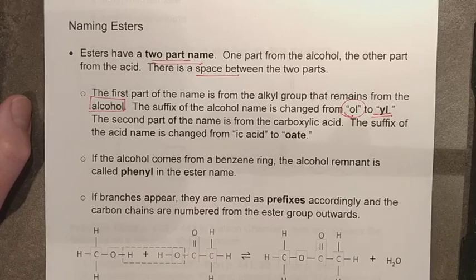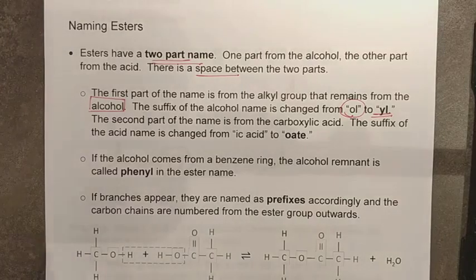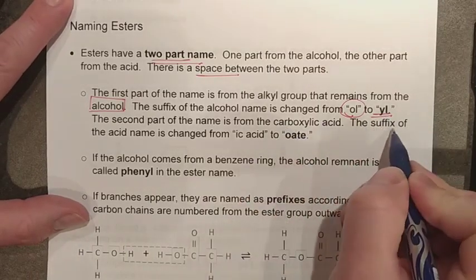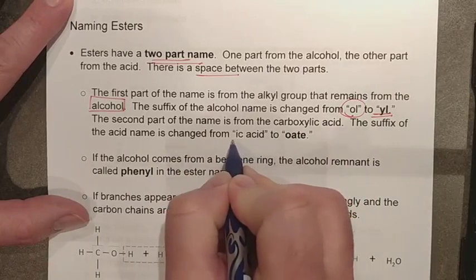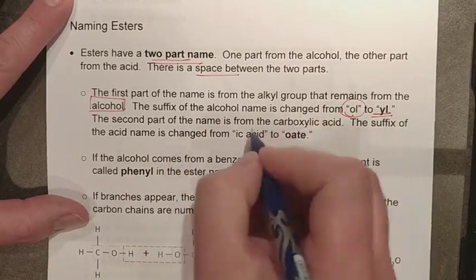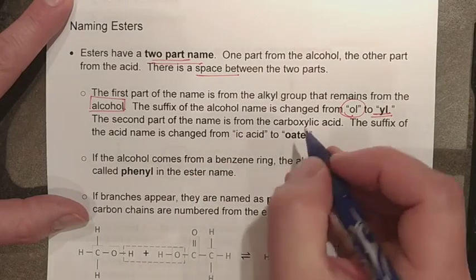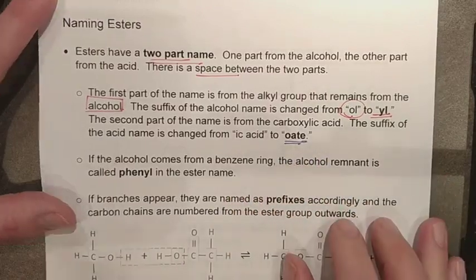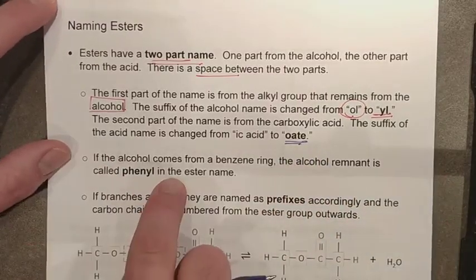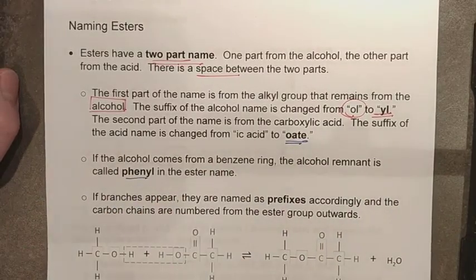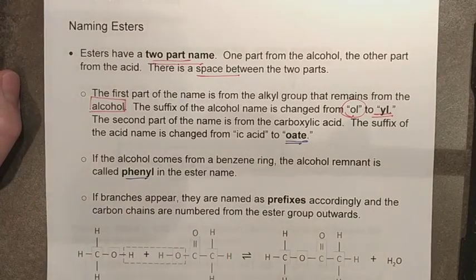The second part of the name comes from, obviously, your carboxylic acid, the second reactant in esterification. Okay? Our suffix here was originally oic acid or ic acid, and so it's no longer acidic when it loses that OH group, and we'll change the suffix to oate. If your alcohol comes from a benzene ring, remember that it is called a phenyl when we're dealing with those ones. If any branches appear, we will name those accordingly for each relative part of the ester group.